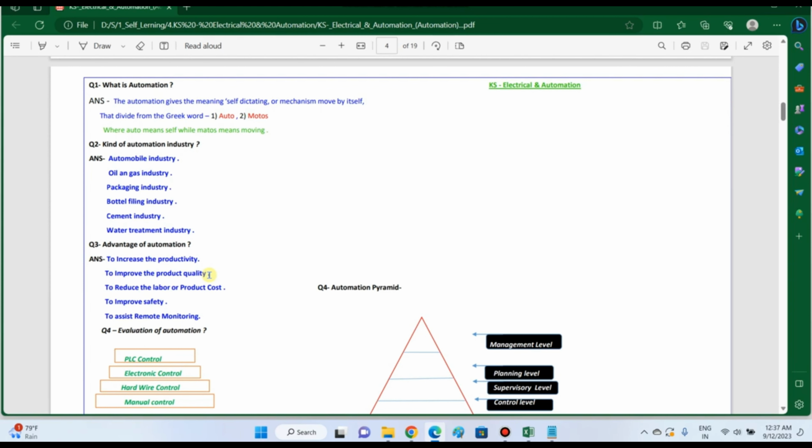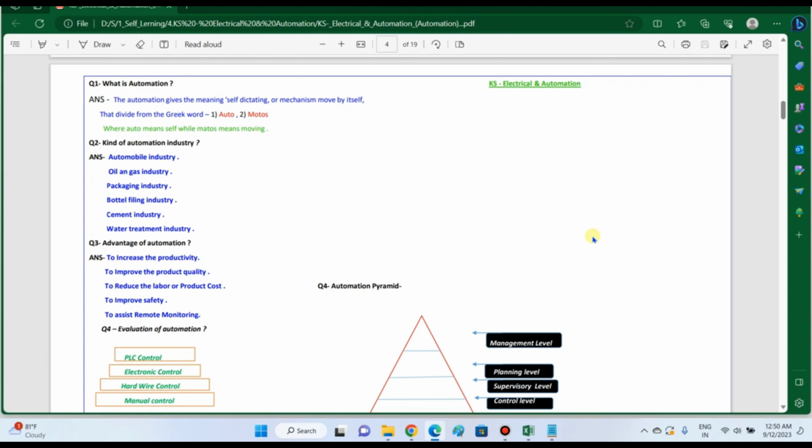Third is the last stage, the control level, then the supervisor level, then the planning level. In the planning level, engineers plan which type of activity we can do. First is the management level. The management level manages the planning level, supervisory level and control level. The planning level is based on the supervisory level, which is based on the control level. So all the lower levels are the base for the first level, the management level.